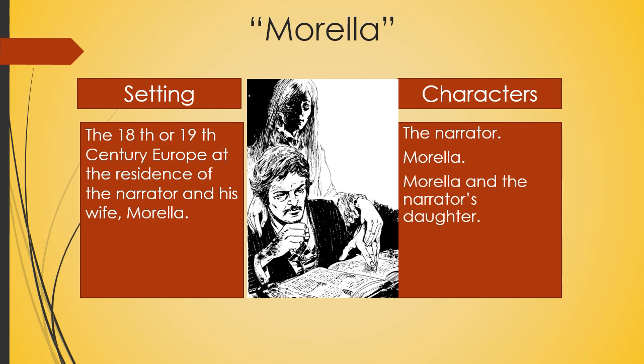The third character is the daughter that was born at the time of the death, or at the moment of the death of her mother, Morella, and she resembles her mother both physically and mentally. And the last character is the clergyman, the person who baptized the daughter of the narrator and Morella.